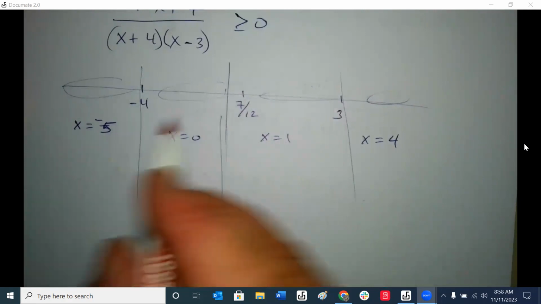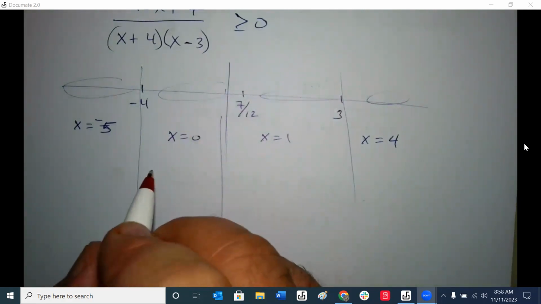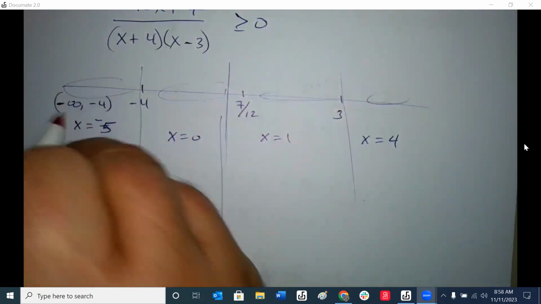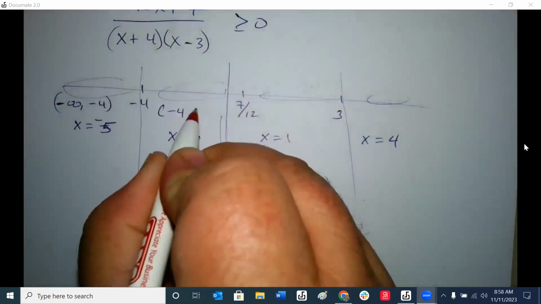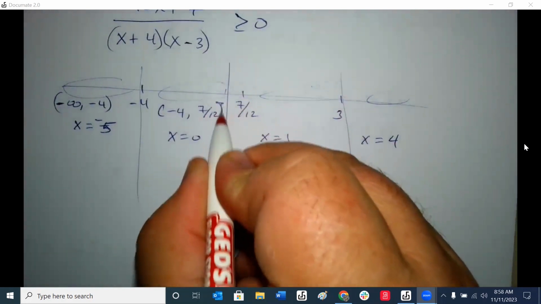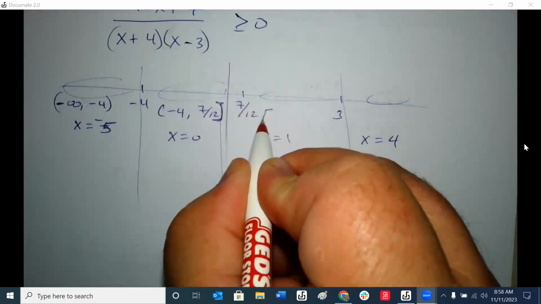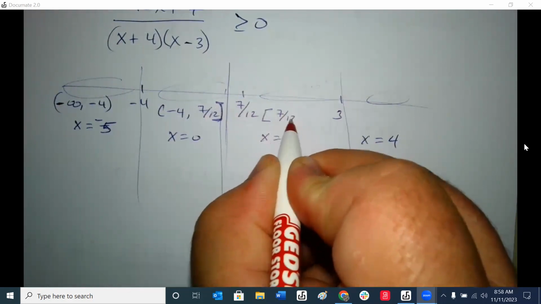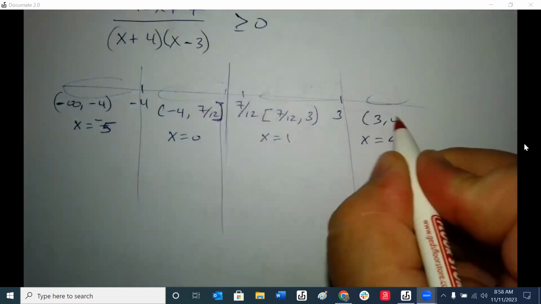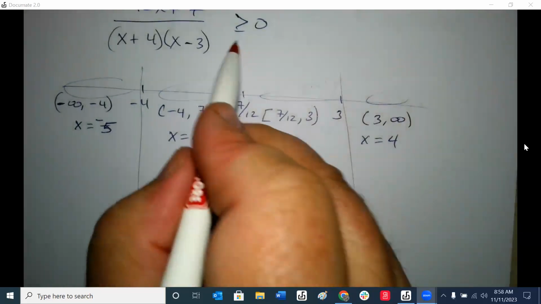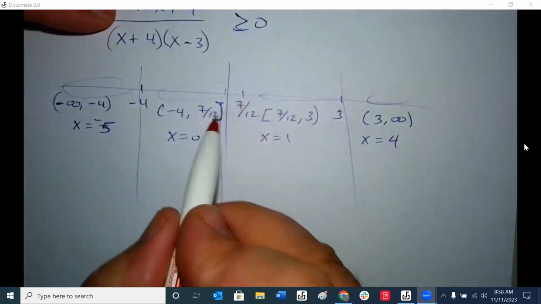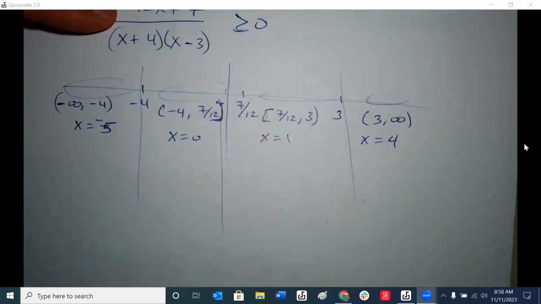So these are my intervals. From negative infinity to negative 4. From negative 4 to 7/12. Which equals, so the 0 can be included. Remember, since it equals, that means the top number, whatever that 0 is, I can include, which is 7/12, which is the bracket.